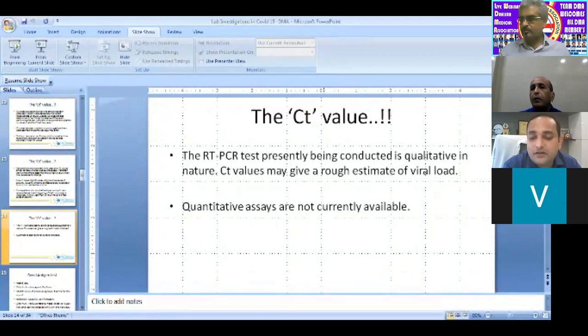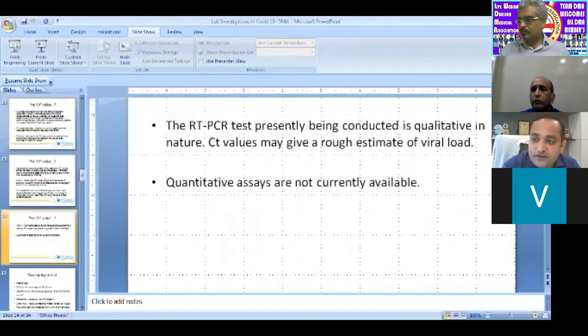And we need to note that the RT-PCR test presently being conducted is a qualitative test. CT values do give a rough estimate of viral load here also. But the reason I stated that it is not reliable is because it is highly user dependent. And at the same time, being a qualitative test, we don't have any way currently available to find out what is the level of the virus in the sample, because we cannot compare it with a fixed standard.